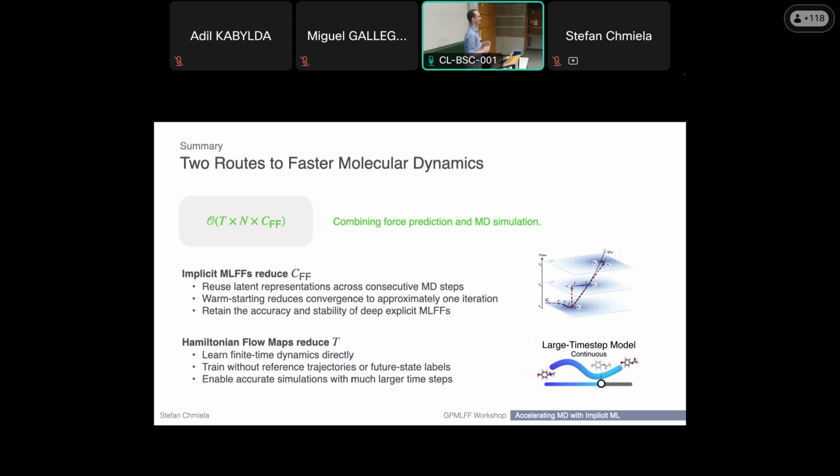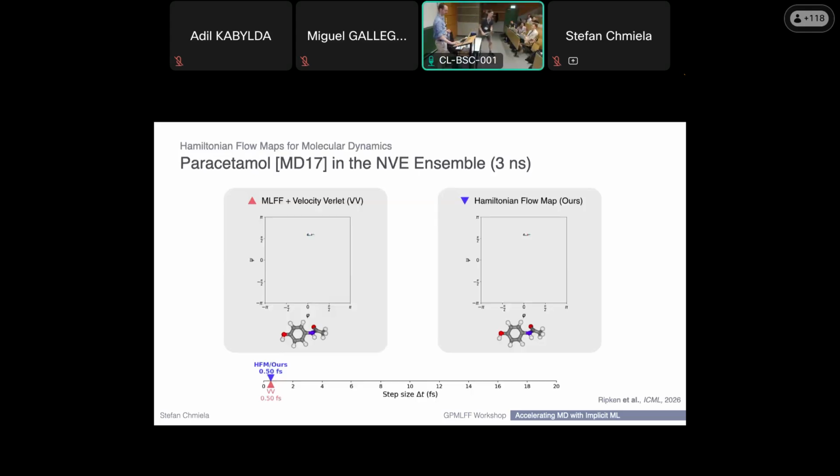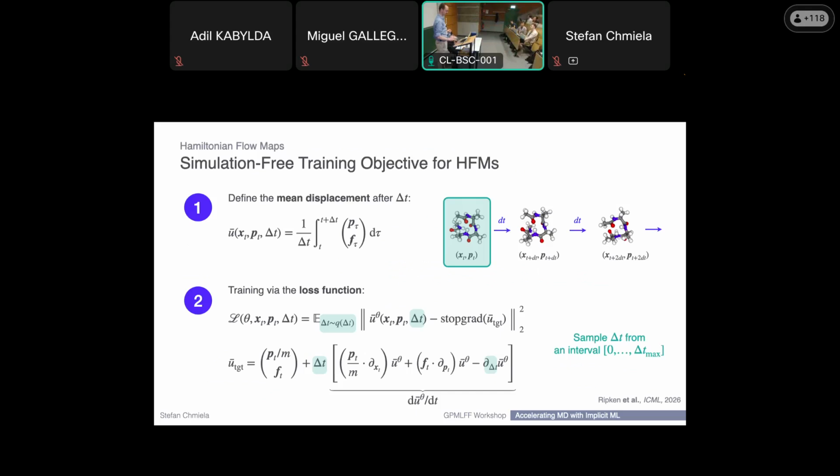Hello, Stefan. Lovely to have you here again. I'm surprised the Hamilton flow map thing works, because in the equation you presented, I think one of the first slides, on the bottom there's a du by dt. So what if the du is 0?